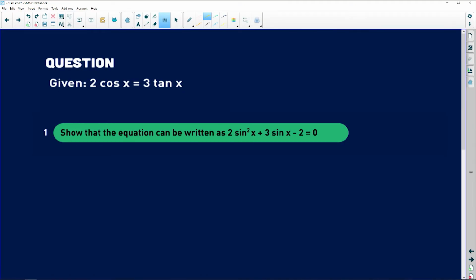So now we're going into our fourth question of the day. Guys, very, very important kind of question. So make sure you pay attention and work through it with me. It says, given that 2 cos of x is equal to 3 tan of x.